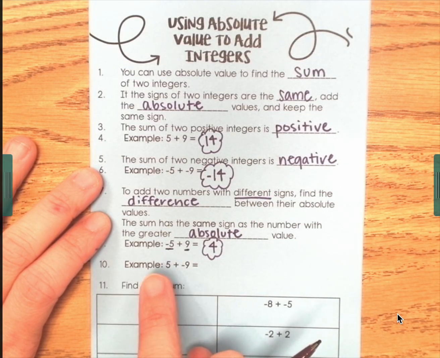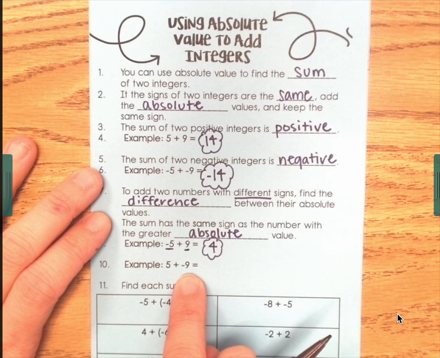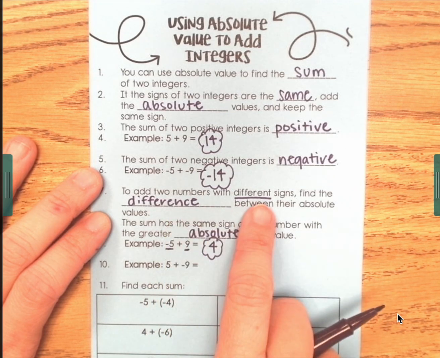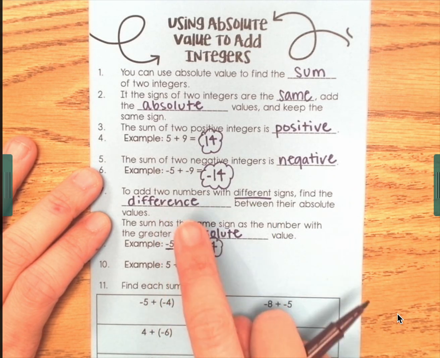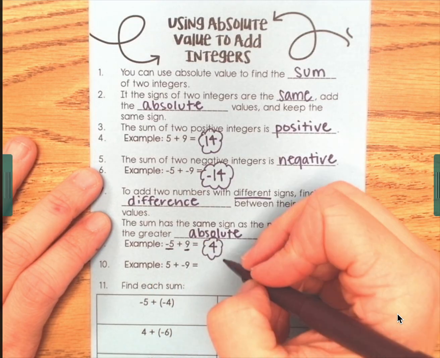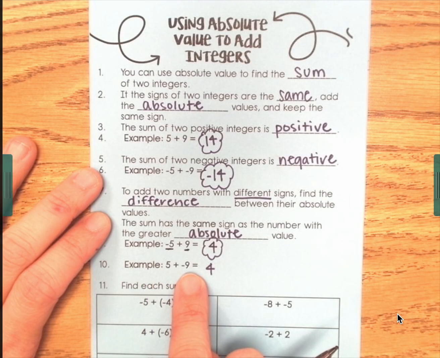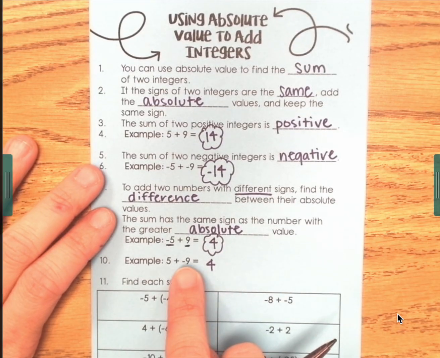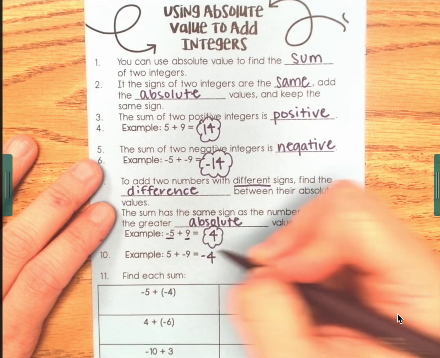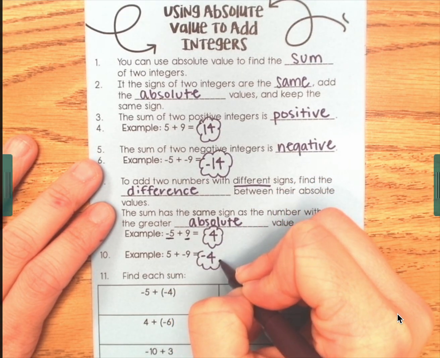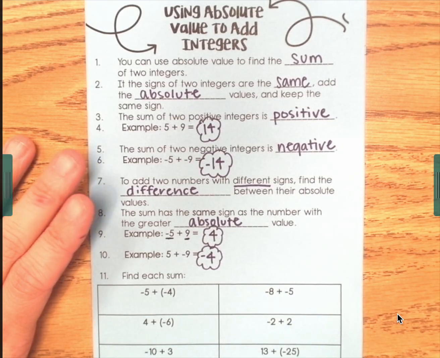Now in the next example, we have a positive 5 plus a negative 9. Again, my signs are different, so I'm going to find the difference. Well, the difference between 9 and 5 is 4. But I'm going to look back at my problem. Did I have more positives or more negatives? Well, 9 is bigger than 5, so we had more negatives. So negative is going to be on my answer, so negative 4.